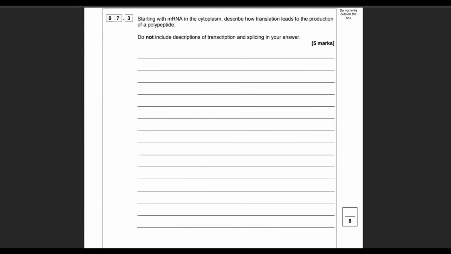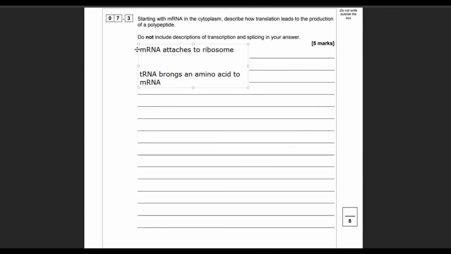So I'm going to start like this. mRNA attaches to ribosome. Then I'm going to say tRNA brings an amino acid to the mRNA. Then I want to say we're basically talking about translation here, and translation happens later. It's a cool way to remember that it happens after transcription: translation later.